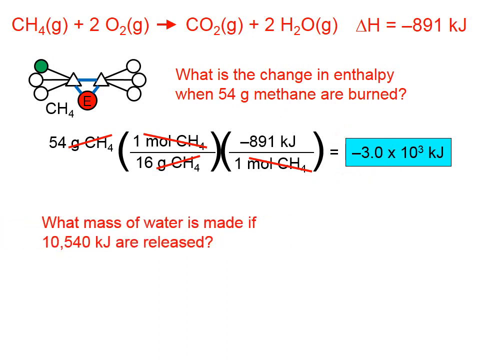Let's try another one. What mass of water is made if 10,540 kilojoules are released? If we go to our little stoichiometry model, we're given the amount of energy or enthalpy, so in other words we're going to start here, and then I always like to proceed left to right, so we're going to end up at mass of water.